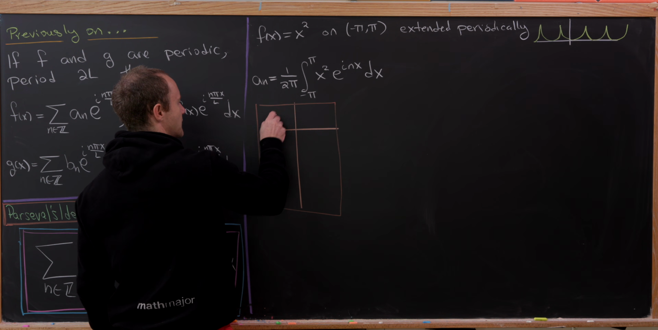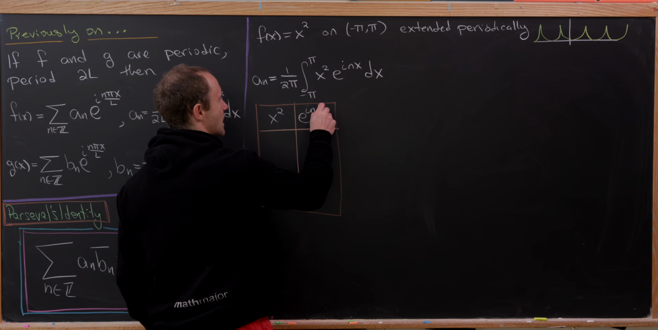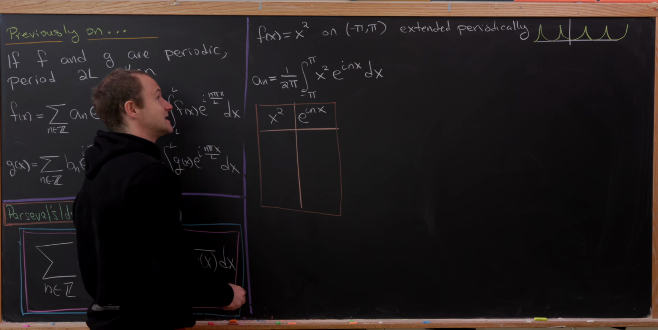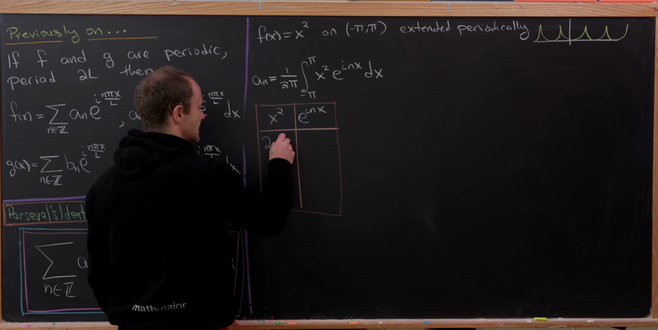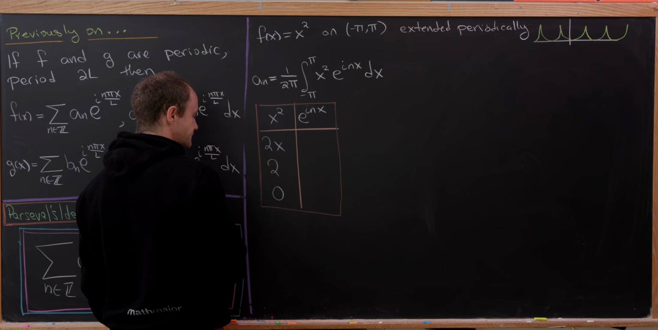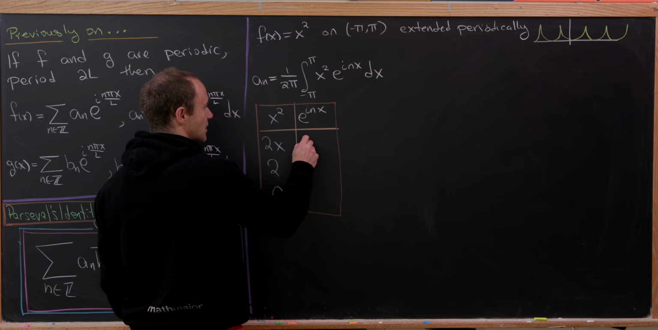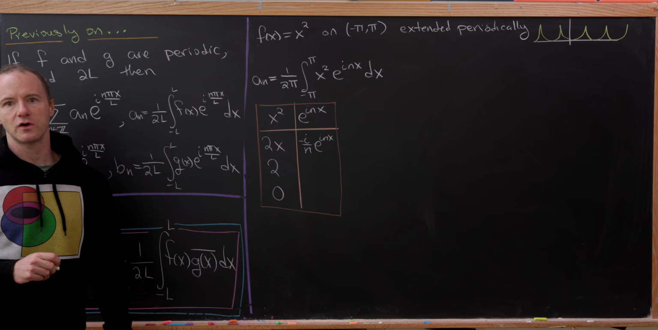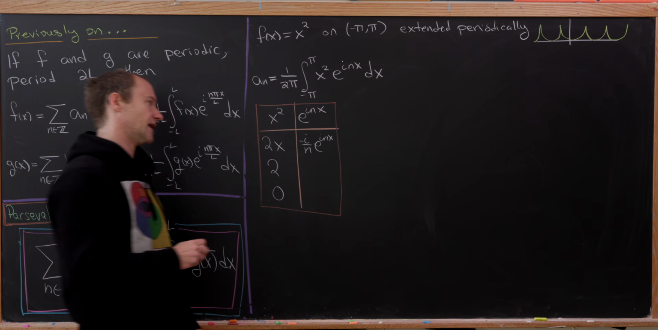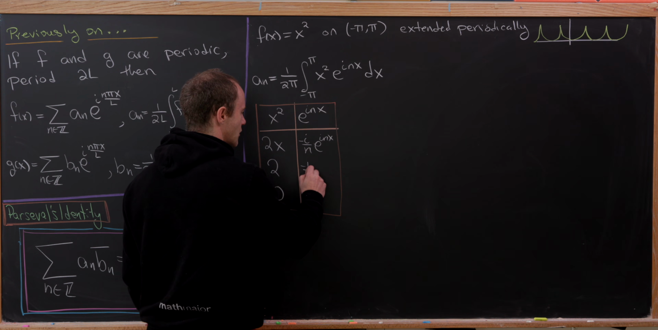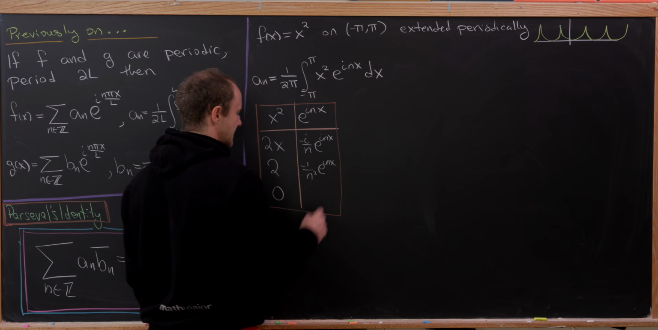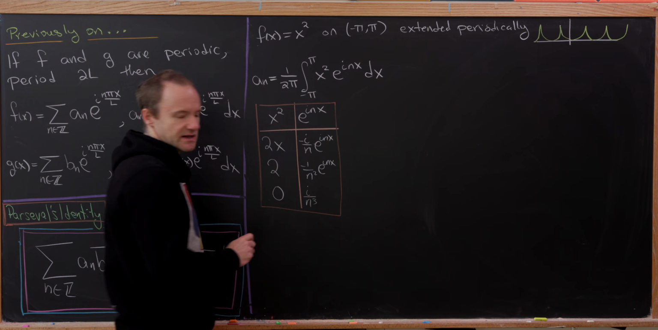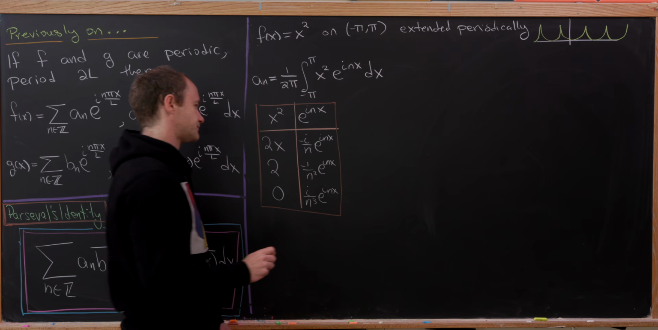So I'll make this left-hand column my polynomial function, and this right-hand column my complex exponential function, or really just our exponential functions. We'll take a derivative down the left-hand column and integrate or take the antiderivative down the right-hand column. That gives me a 2x here, a 2, and a 0 here. I know to stop because I've hit 0. Here I'll have minus i over n e to the i nx. There I'm using the fact that 1 over i is equal to minus i. So my next thing will be minus 1 over n squared times e to the i nx. And then finally my next one will be i over n cubed. Let's see, yeah, that's right. And then e to the i nx.